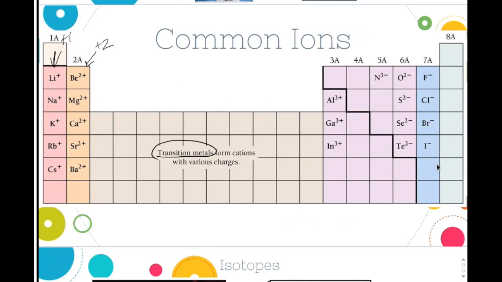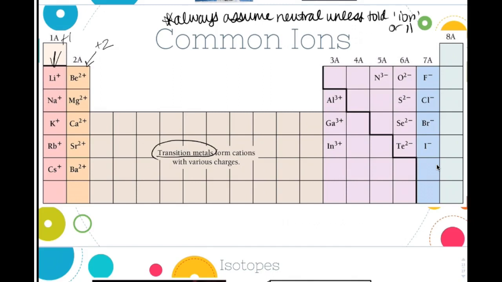If I just say lithium and I don't say lithium ion, you're going to assume neutral. So just a quick note, always assume neutral unless you're told otherwise. Unless you're told ion, or if you're told the number of electrons, you can tell if it's an ion because it has a different number of electrons than protons. But don't just assume that it is an ion out of nowhere. If I just say aluminum, I don't mean aluminum +3, I mean just normal aluminum.